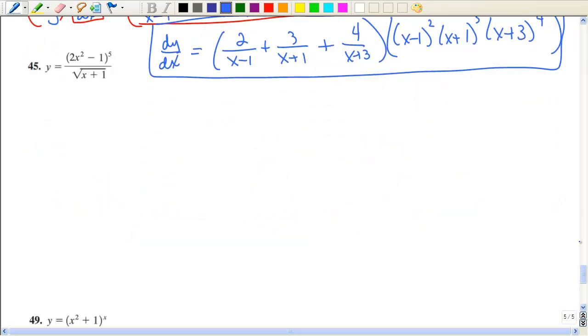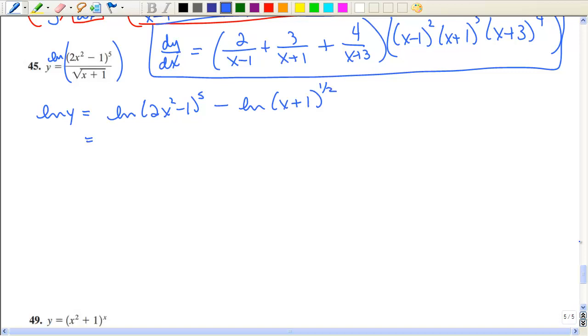Okay, so the process once again is to take the natural log of both sides. I'm just going to be lazy and take the natural log of that. And that's going to allow me to use those laws of logarithms. Remember that square root is the half power. Now keep going with those properties of logarithms till you get rid of all those exponents. Okay, so that's my natural log of y equals that. That's the first step.